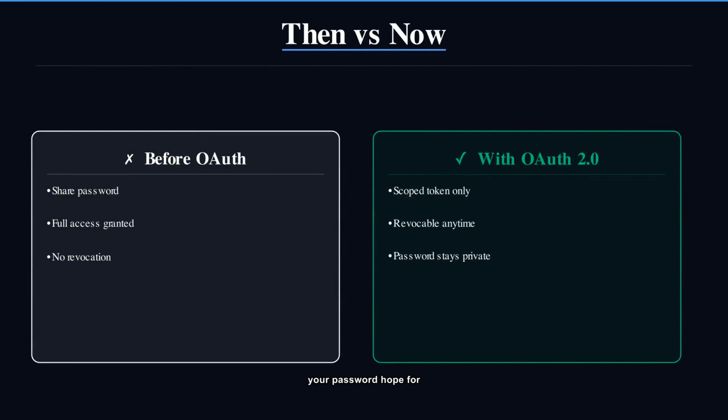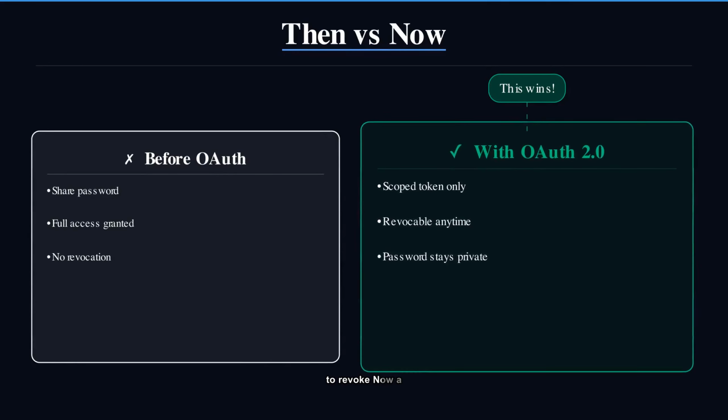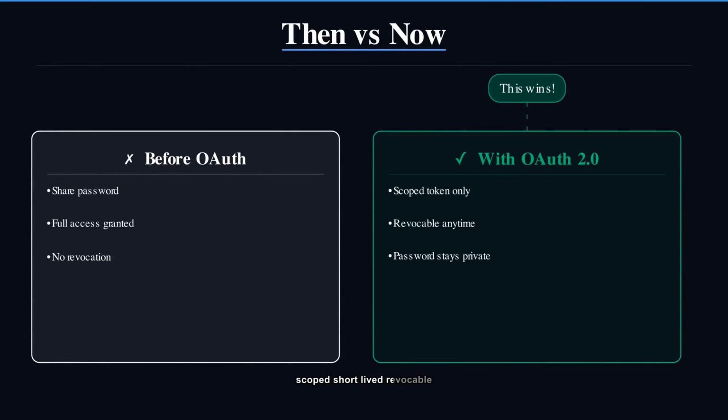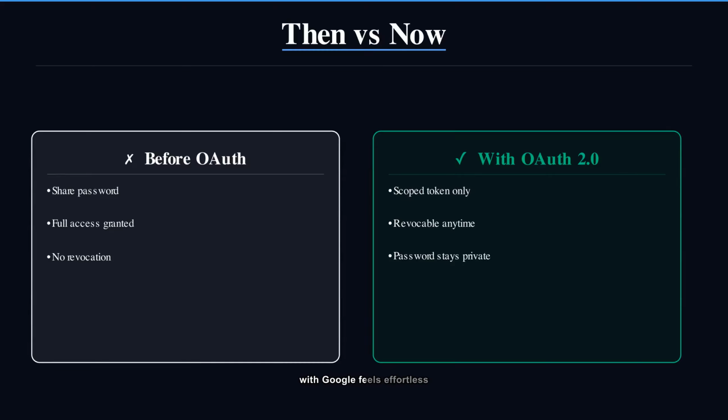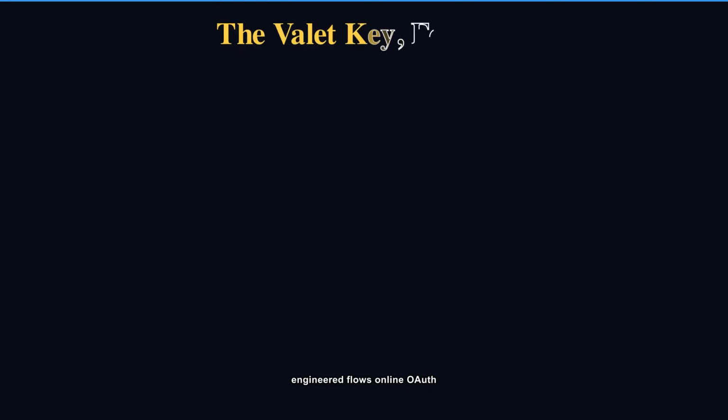Then, hand over your password, hope for the best, no way to revoke. Now, a scoped, short-lived, revocable token, and the app never sees your password at all. That shift is why sign-in with Google feels effortless, and why it's one of the most carefully engineered flows online.